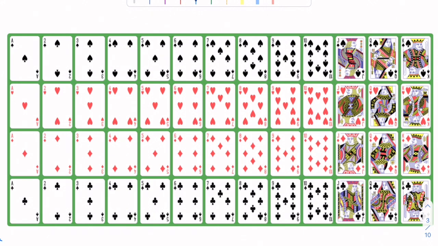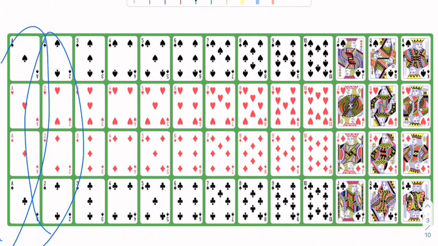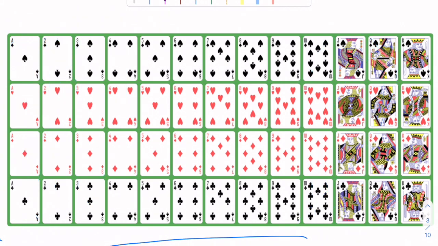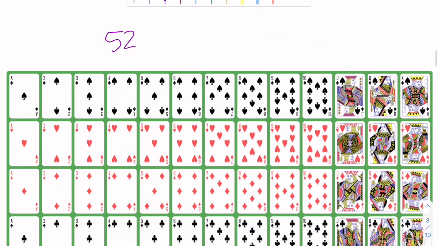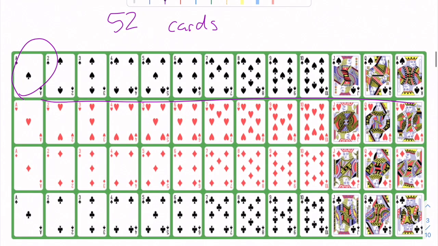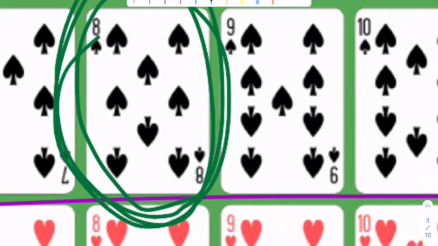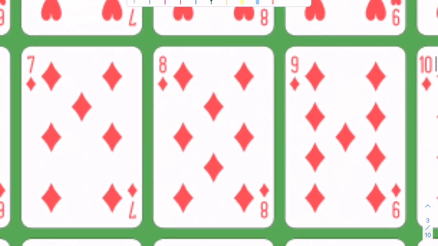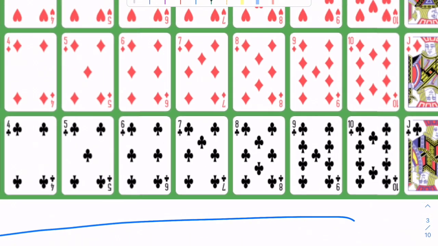Anywho, okay, so basically there's four of every card, right? 4 aces, 4 twos, all the way to 4 jacks, 4 queens, 4 kings, okay? There are 52 cards total. There are 13 different ones, and then 4 of each kind, okay? And I know some of you guys don't know the lingo for it yet. This is what we call a spade. That's a heart. That's a diamond. That's a club. Okay, clubs.